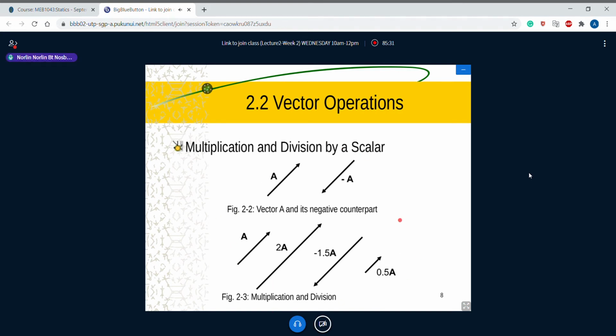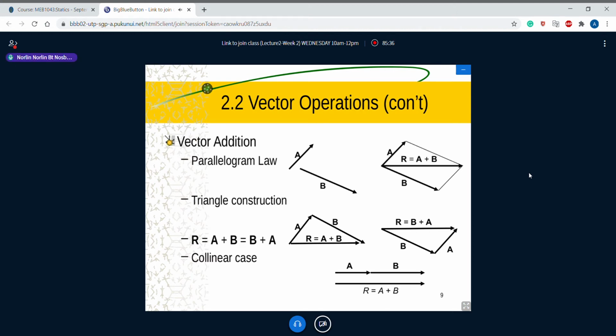So I will go to the next page. Okay. Do you all know the parallelogram law and the triangle construction? Are you all familiar with this? Okay, good. If you're all familiar, then it is much easier for me.